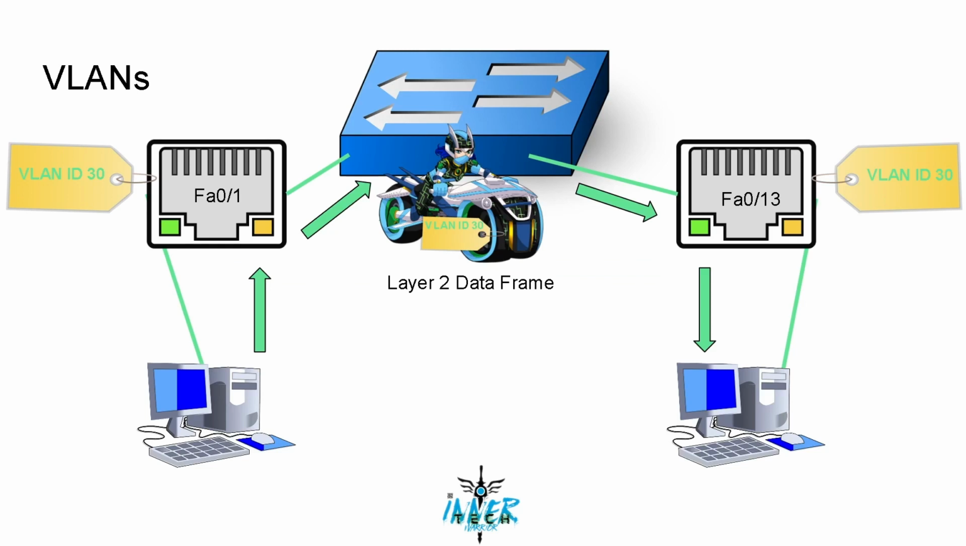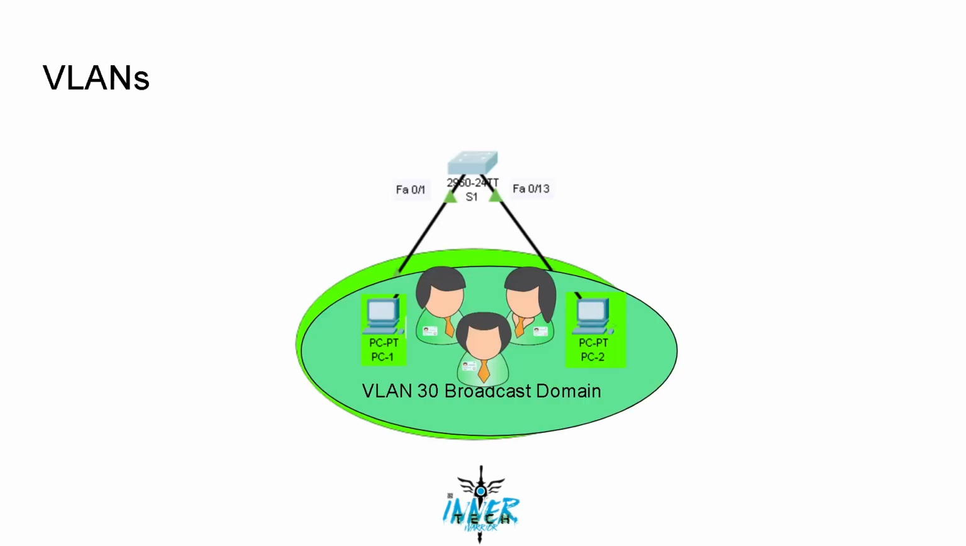With this configuration, when devices are connected to ports 1 and 13, they can talk to other devices in VLAN 30. They send messages called layer 2 frame data. This keeps their messages separate from other VLANs so only devices in VLAN 30 can understand them. Essentially, VLANs let you put devices into groups based on what they do or who uses them, instead of where they are. This makes it easier to manage the network and change things around.